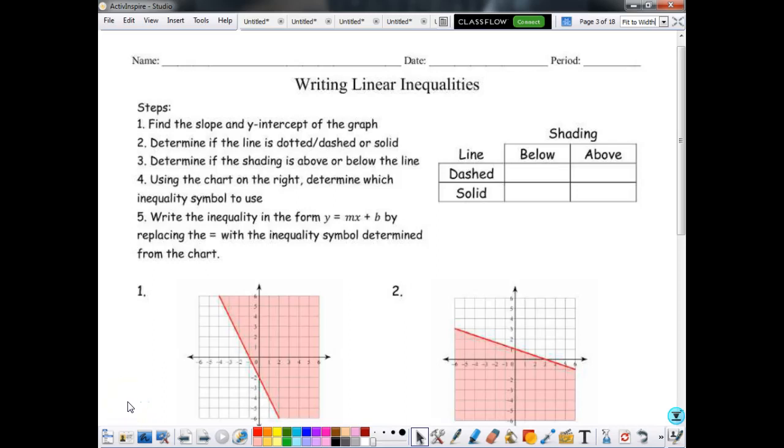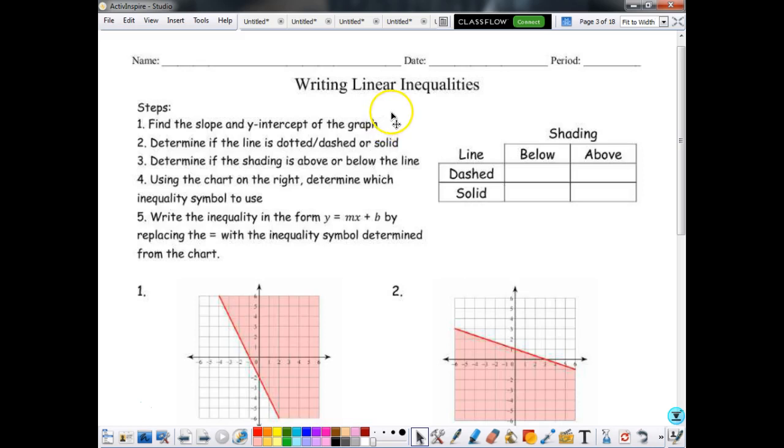Alright, so today we're going to be talking about writing linear inequalities, and like I said, it's going to be the same thing as writing equations of lines from a graph, except now we're going to have the inequality symbol, right? Okay, so the steps are kind of the same. The first step is finding the slope and the y-intercept, right? That's what we would do when we had a regular graph. You get the slope and the y-intercept as m and b.